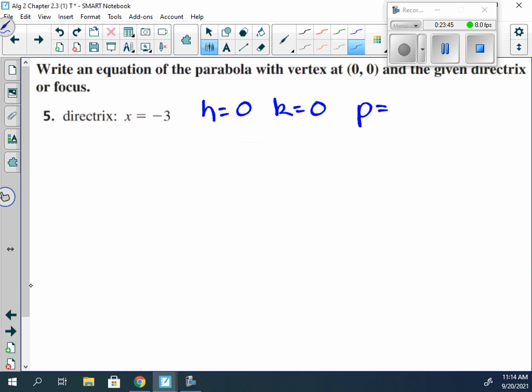Now this time they told us the directrix x equals negative 3. Are we using the equation that is x equals or y equals? X equals, because what's its directrix? X equals h minus p. X equals h minus p is the directrix, so we are using x equals 1 over 4p parentheses y minus what?